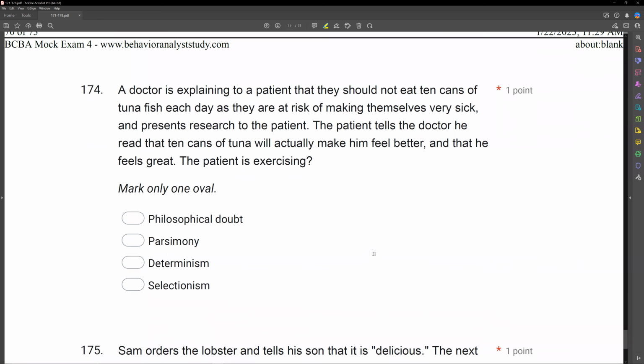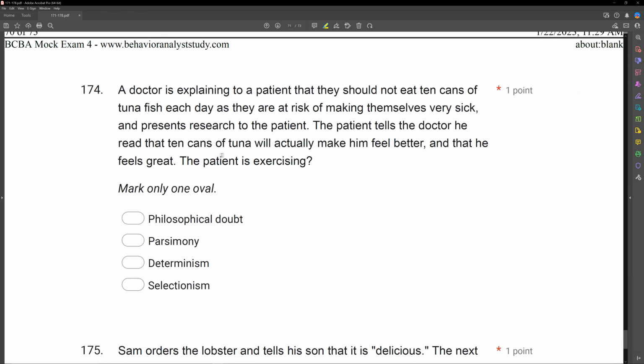174, a doctor is explaining to a patient that they should not eat 10 cans of tuna fish each day as they are at risk of making themselves very sick, and presents research to the patient. The patient tells the doctor he read that 10 cans of tuna will actually make him feel better and that he feels great. The patient is exercising what?